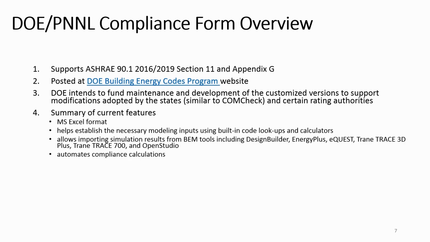So the compliance form is in Excel format. It helps establish the necessary modeling inputs. It has many built-in code lookups and calculators. So, for example, it helps determine what the baseline wall construction or baseline lighting should be for the given proposed design. So it simplifies modelers' work in terms of having to go back to 90.1 requirements to figure out what should be modeled.